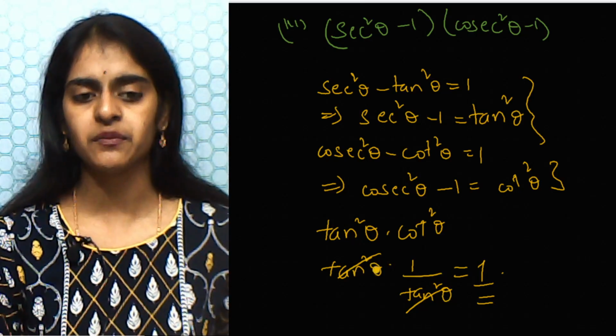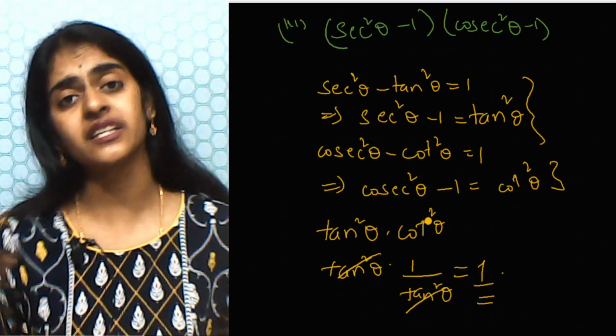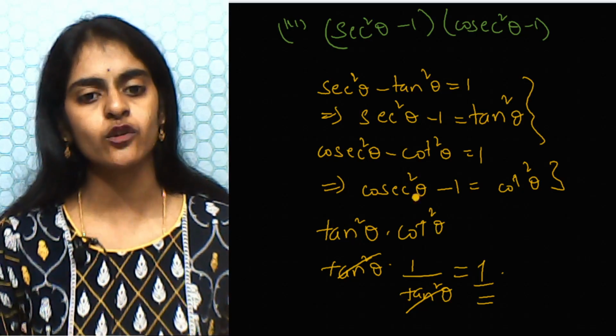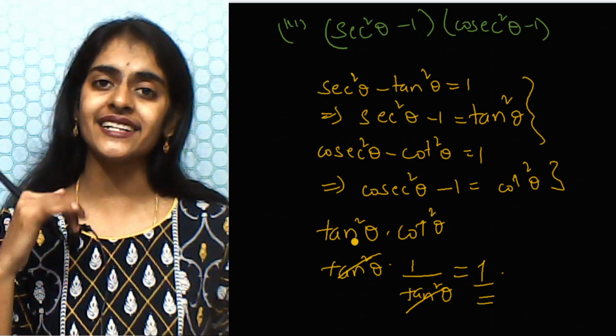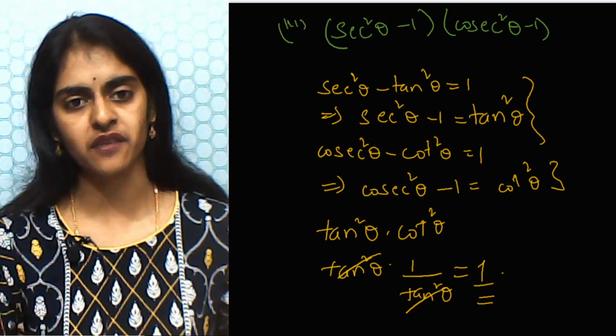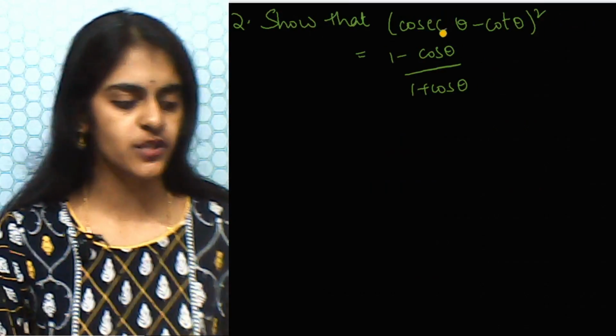So simple, cot is nothing but the reciprocal of tan. So cot theta is 1 by tan theta, so cot square theta is 1 by tan square theta. So tan square gets cancelled, you have 1. Let us move on to the next one now.